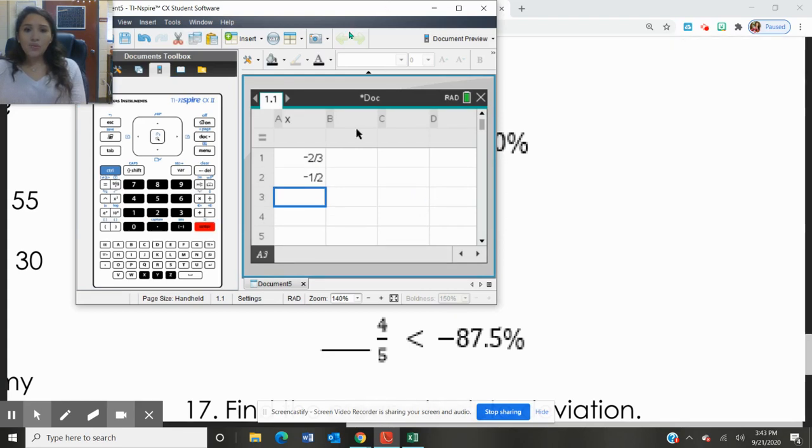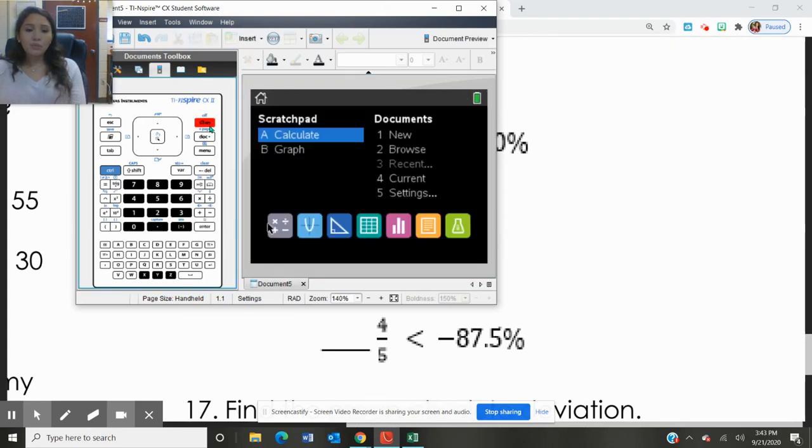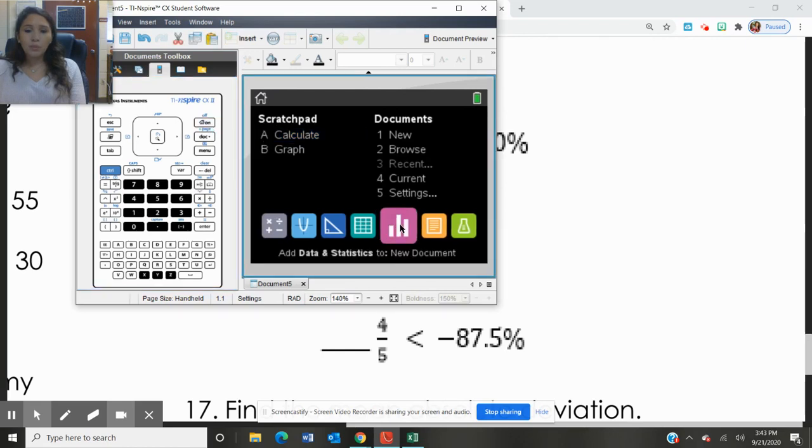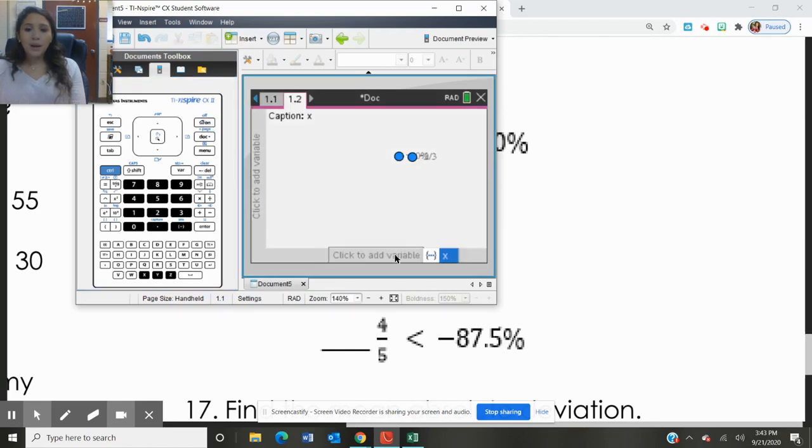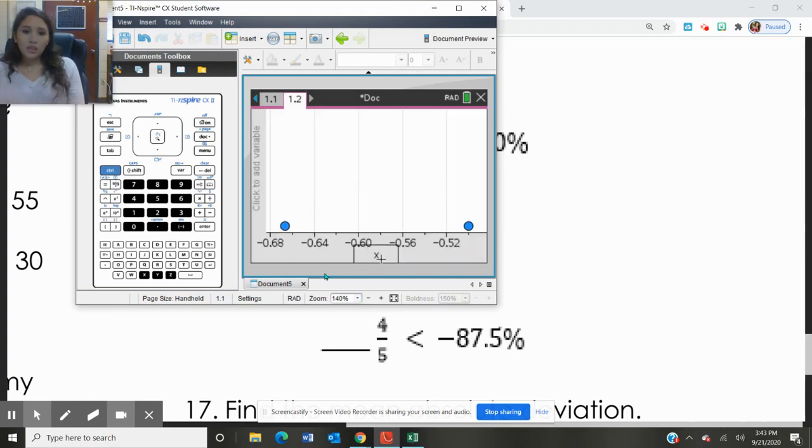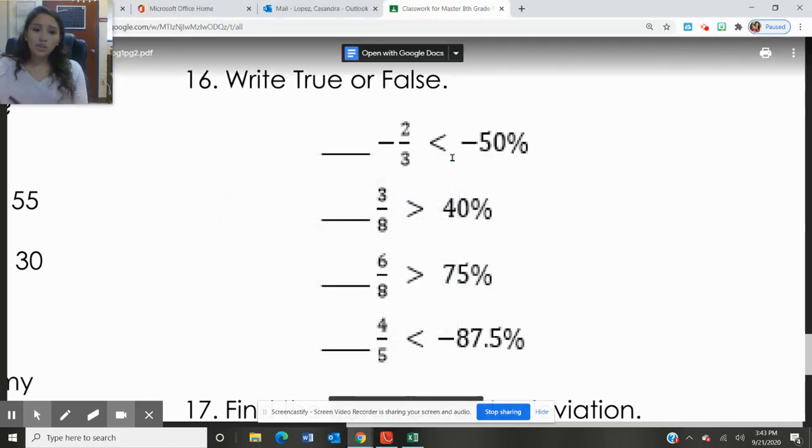Now that I have both of these values in my calculator, I'm going to go ahead and press the on button, and I'm going to go over to this purple button called data and statistics. I'm going to label my x-axis. So this is telling me that negative 2/3, because again, here is the smaller value, here's the greater value, so negative 2/3 is less than negative 50%. So this is true.